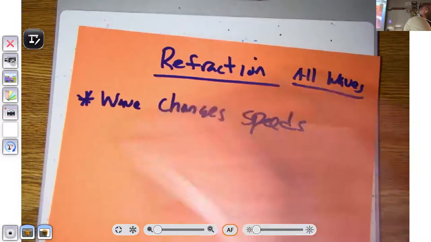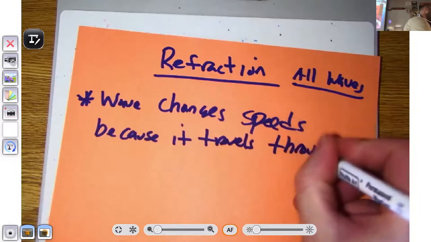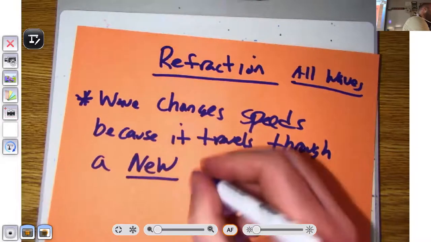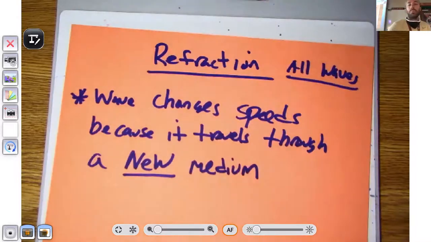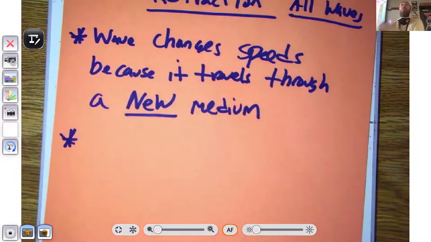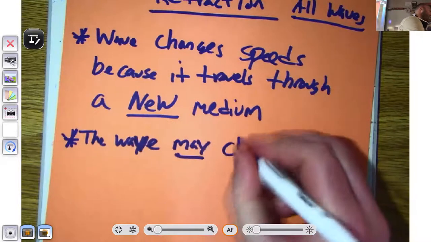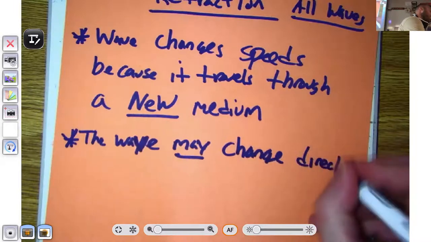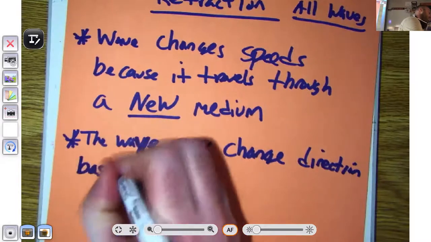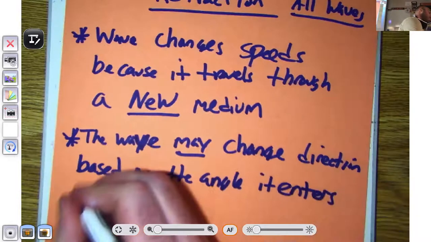Basically, the definition of refraction is when a wave changes speeds because it travels through a new medium. One other thing with refraction is that as this wave changes speeds, because it's moving from one medium to another medium, the wave may also change direction based on the angle it enters the new medium.